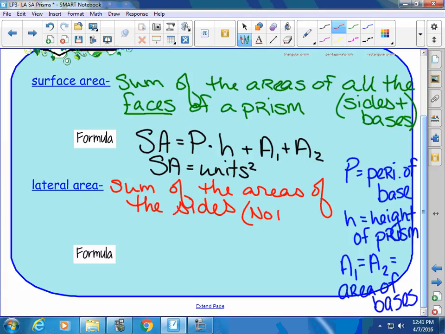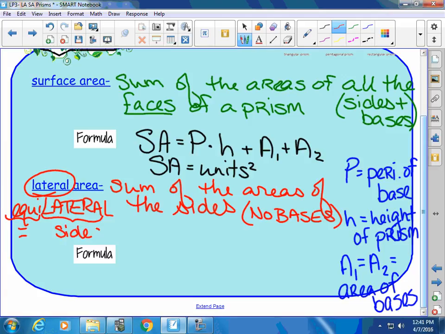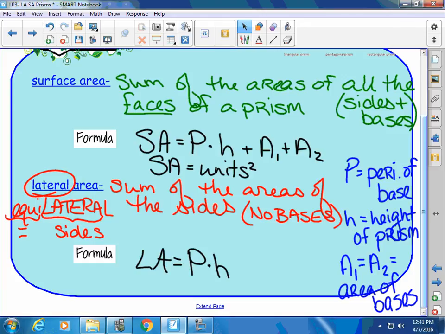No bases here. Okay, so if you think about the word lateral, think about it like equilateral. Remember what that meant? That meant we have equal sides. And so the lateral is talking about the sides. Because we want to get rid of the bases, we're going to get rid of area 1 and area 2 from the surface area formula, and it will be almost exactly the same thing, except it's just perimeter times height. Okay, and so what we're going to do is practice applying these formulas.